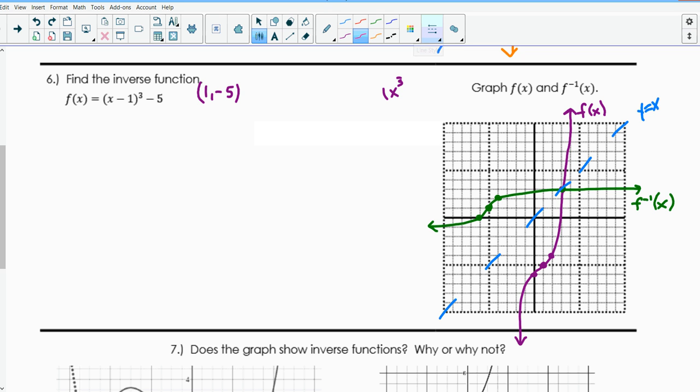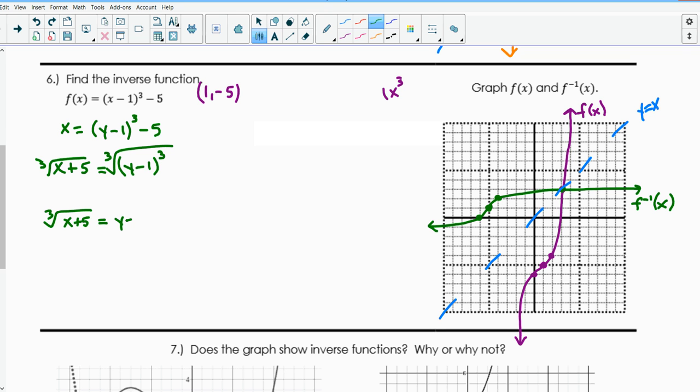Alright, so when I go find the new function, again, I'm going to switch. So this is x equals (y minus 1) cubed minus 5. Okay, I'm going to add 5, so x plus 5 equals (y minus 1) cubed. In order to undo the cube, I cube root. Okay, so I get the cube root of (x plus 5) equals y minus 1. Add 1 to both sides, it's going to get y by itself. So it's going to be y equals the cube root of (x plus 5) plus 1. So I'm adding that 1.